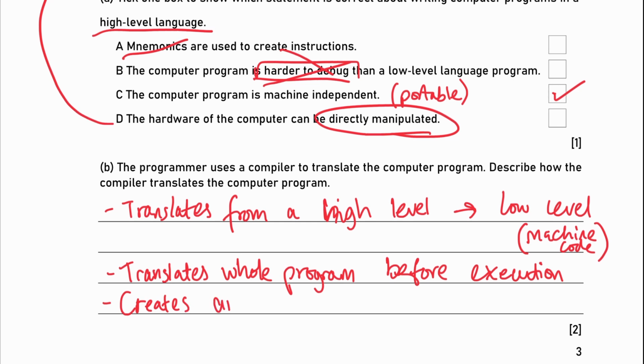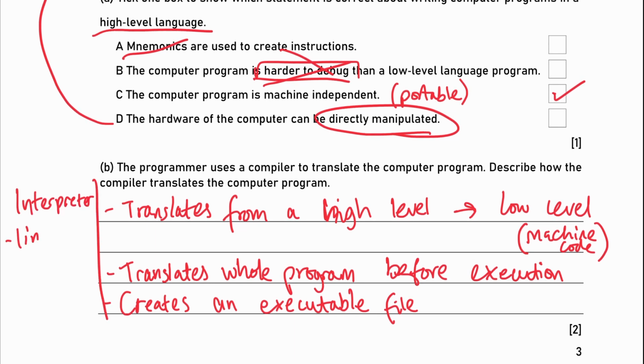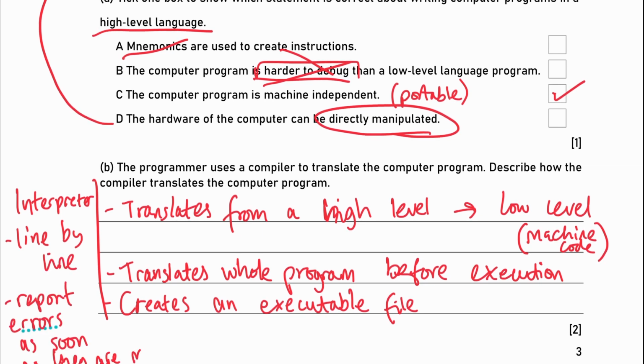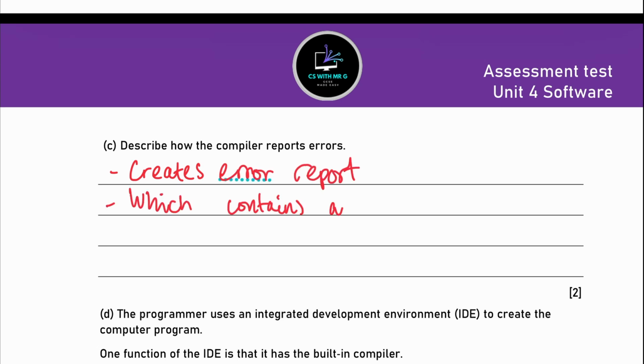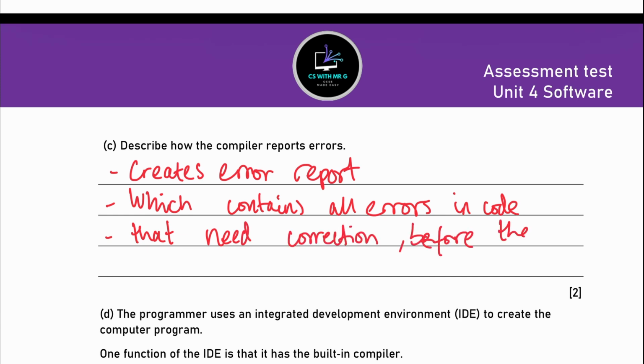So it creates an executable file, which is different to an interpreter, where I'll quickly just mention an interpreter is line by line. So it runs code line by line and will report errors as soon as they are met. This makes it very different to a compiler, as in the next question, we need to describe how the compiler reports errors. And basically it creates what we call an error report. So creates error report, that'll be 1 mark, which contains all the errors in the code that need correction before the program can run. So any 2 of those for your 2 marks.